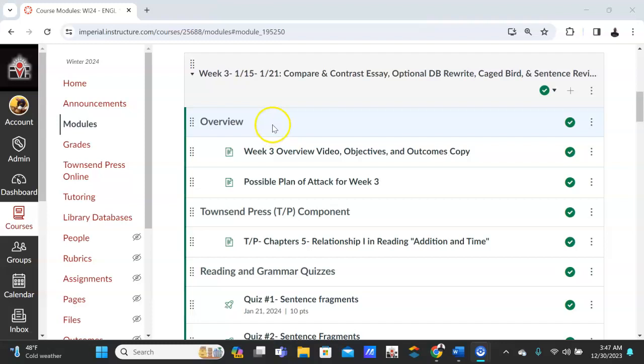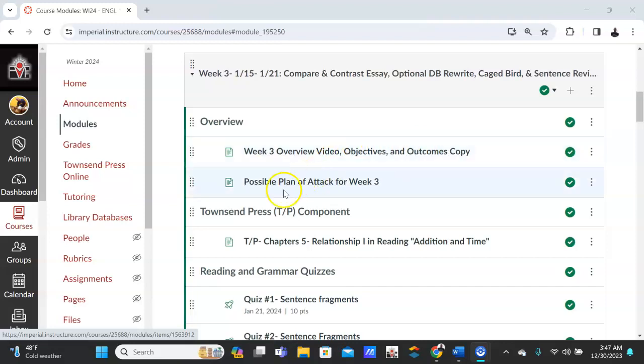Again, two videos. The first one's going to be an overview video, and I'm going to talk about the discussion boards. And then the second video is only going to concentrate on the essay, because I think that's the most important. It's our first essay, so I really want to be thorough in my instructions. So here's the overview video, objectives and outcomes.